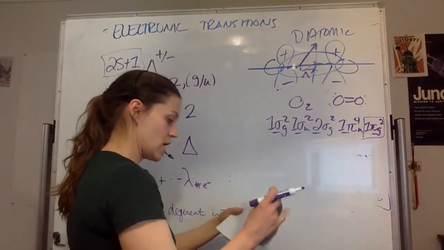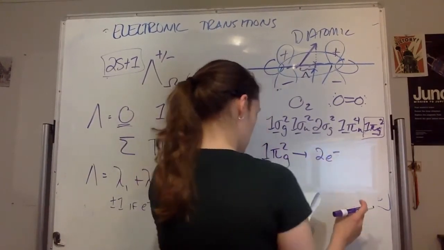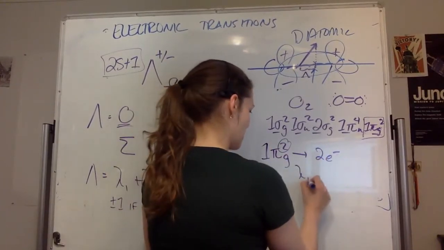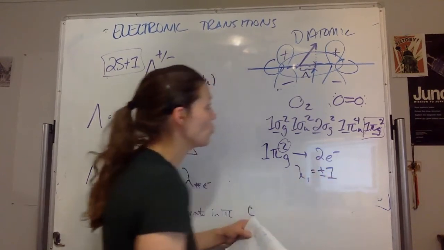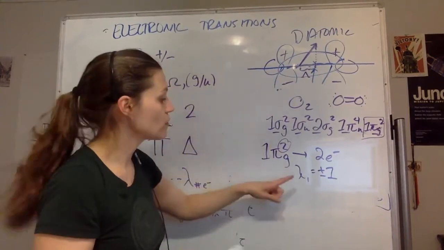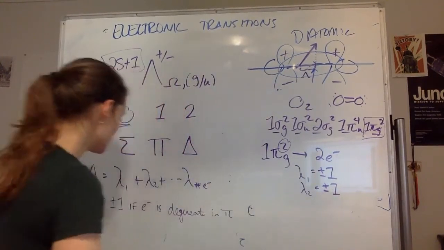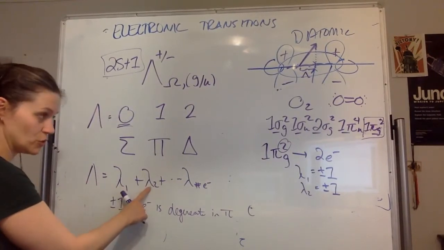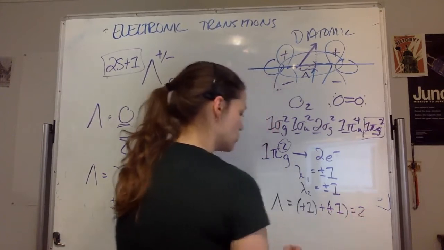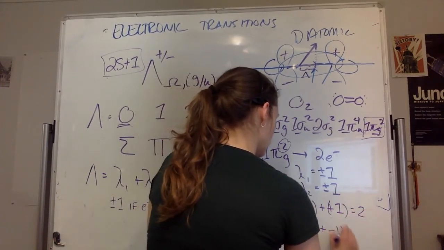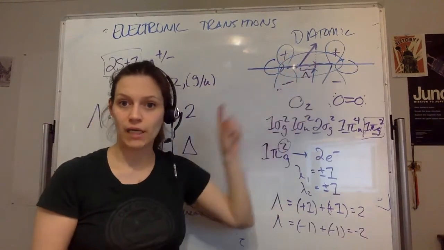All right, so we are in 1πg². That says we have 2 electrons in a pi orbital, which means lambda is 1. So the angular momentum of one electron is plus or minus 1. We don't know if it's in the plus or the minus lobe of a p orbital. And then the other one, lambda 2, is plus or minus 1. Which means if big lambda equals little lambda 1 plus lambda 2, lambda can equal plus 1 plus plus 1, which equals 2. It can also equal minus 1 plus minus 1, which equals minus 2, if we have them both in the minus.